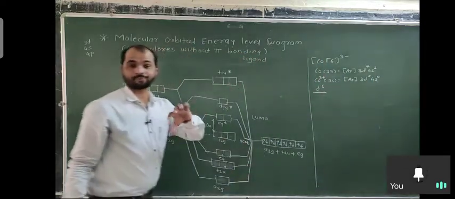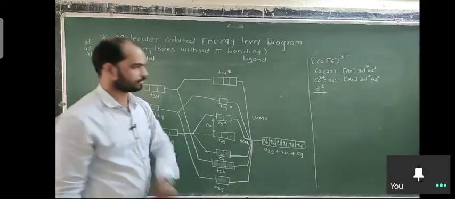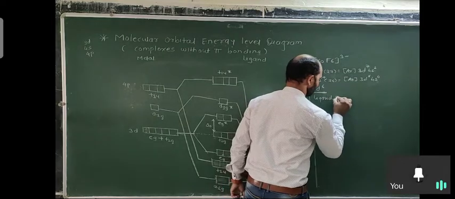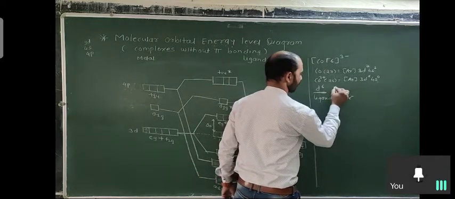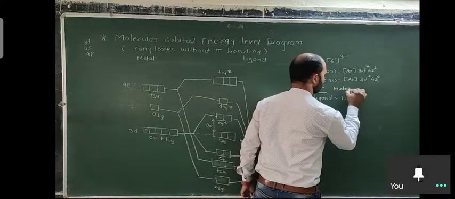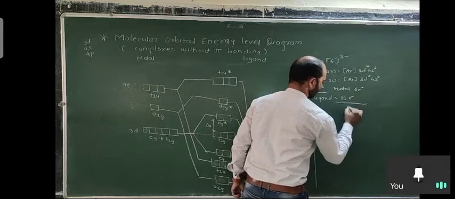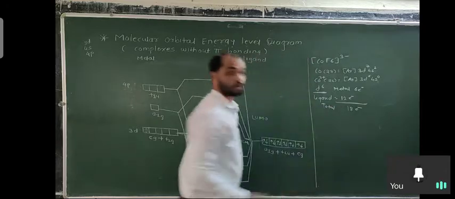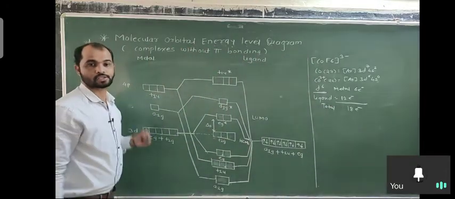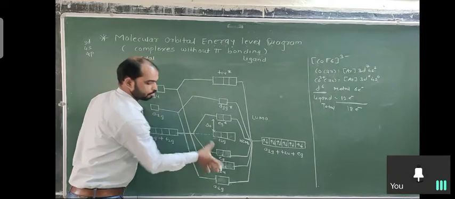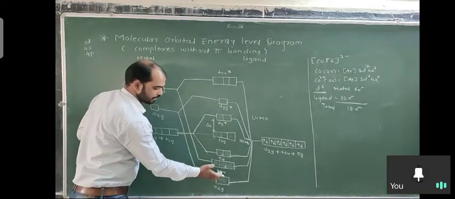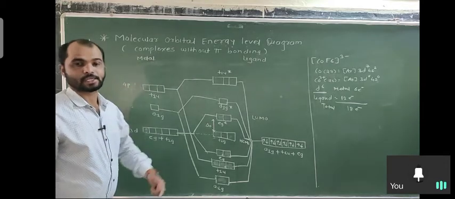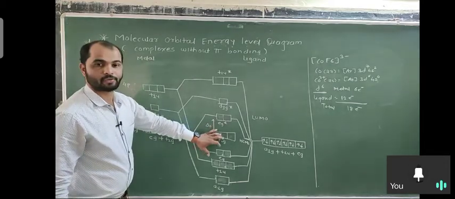So total 6 electrons from metal, ligand gives 12 electrons, metal gives 6 electrons, so total 18 electrons. How many total? 18 electrons. And you know, out of total 18 electrons, 12 always occupy bonding molecular orbitals, which are A1g, T1u and Eg. So only the remaining 6 electrons, how they occupy here, we are going to discuss.